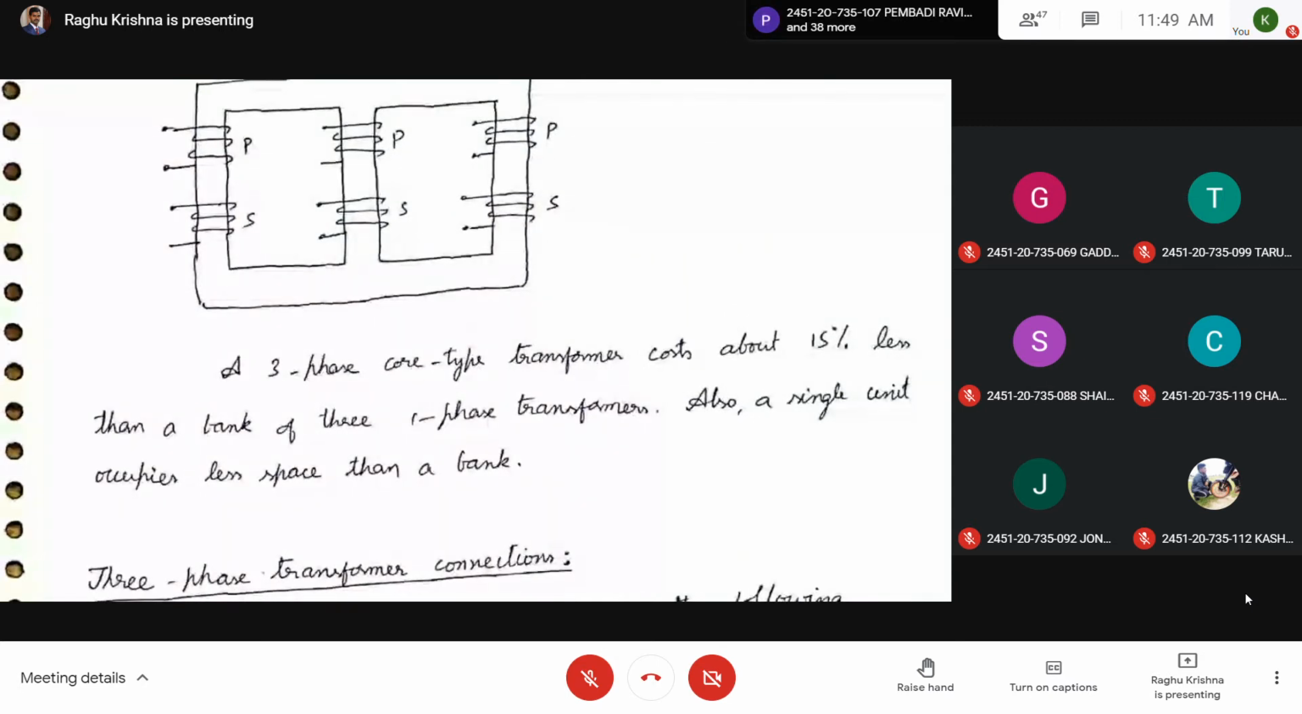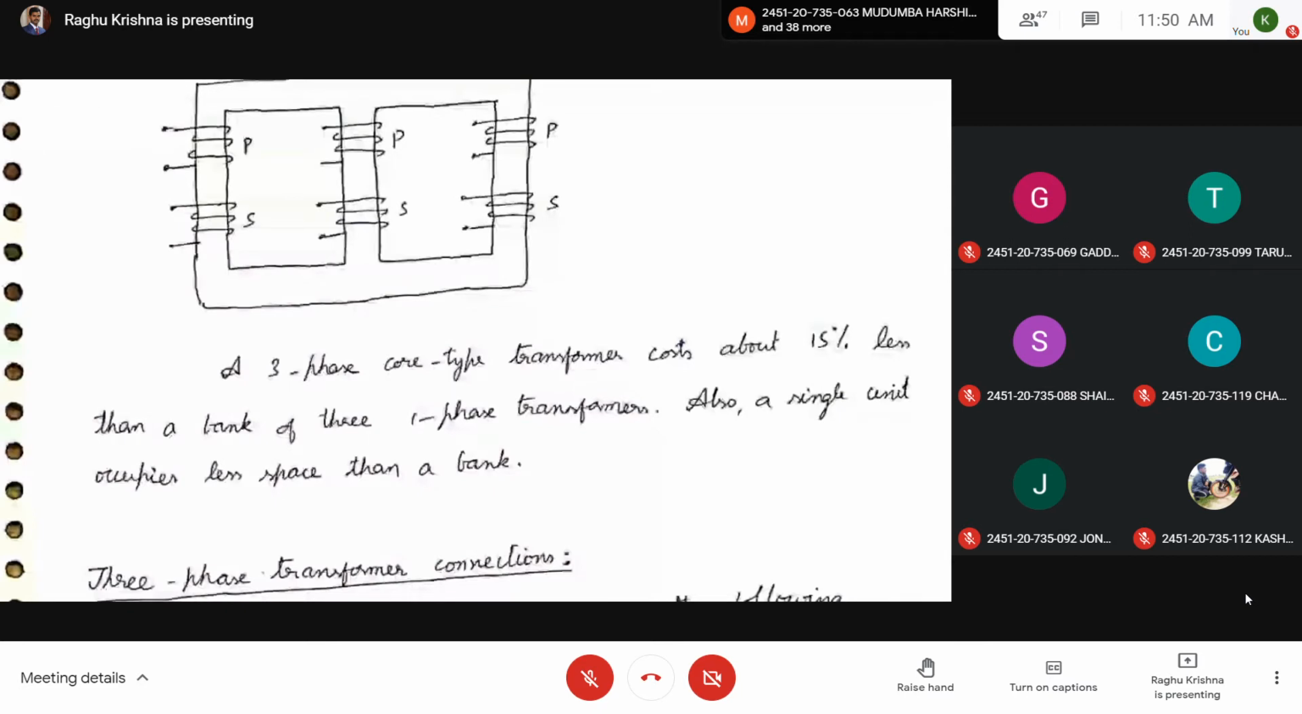A three-phase core type transformer costs about 15% less than a bank of three single-phase transformers. If instead of a three-phase transformer you use three single-phase transformers, that is called a bank of three single-phase transformers. There are many advantages of a three-phase transformer over a bank of three single-phase transformers. First, we can reduce the cost, the copper required, and the core material required.